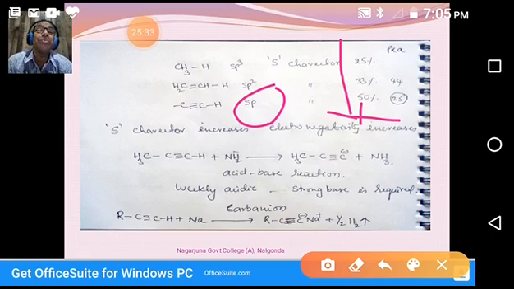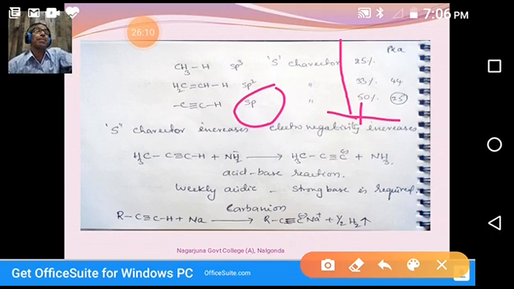Due to this polarity, the hydrogen linked to carbon goes as H plus. Any substance giving a proton is called an acid. That's why hydrogen linked to triple bonded carbon shows some acidic nature. This acidity is not as strong as in mineral acids or in acetic acid or carboxylic acids, but it is somehow weakly acidic.